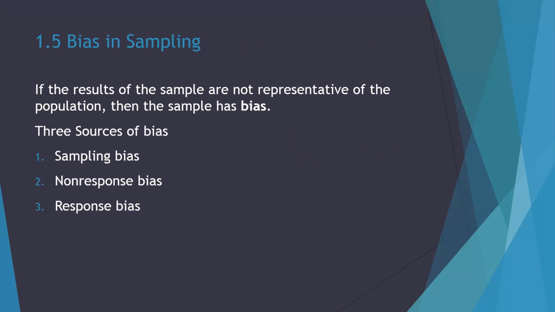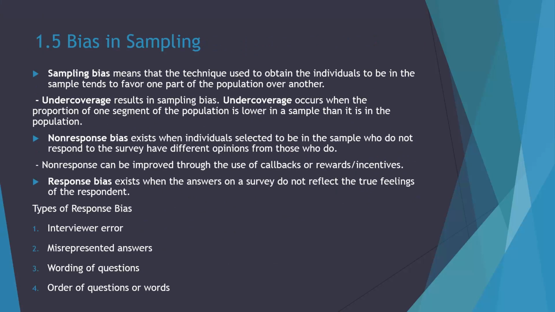Section 1.5 looks at bias in sampling. If the results of the sample aren't representative of the population, the sample is said to have bias. 3 sources of bias that we'll look at on the next slide are sampling bias, non-response bias, and response bias. We'll look at all 3 of these. We start with sampling bias. That means the technique used to obtain the individuals to be in the sample tends to favor one part of the population over another.